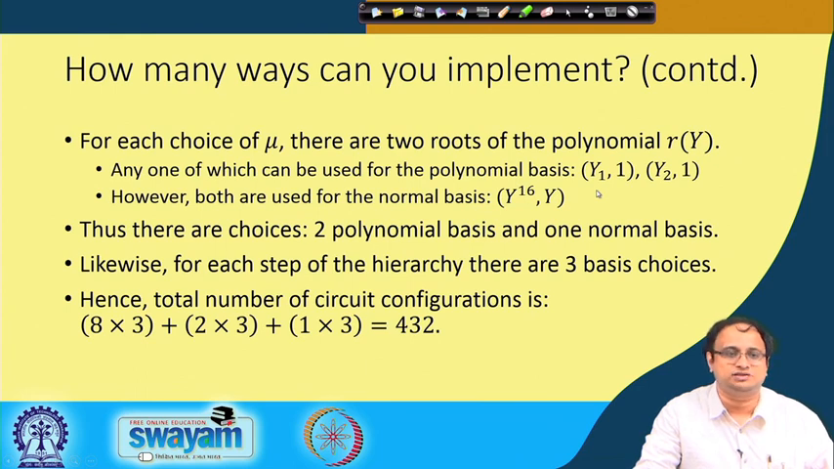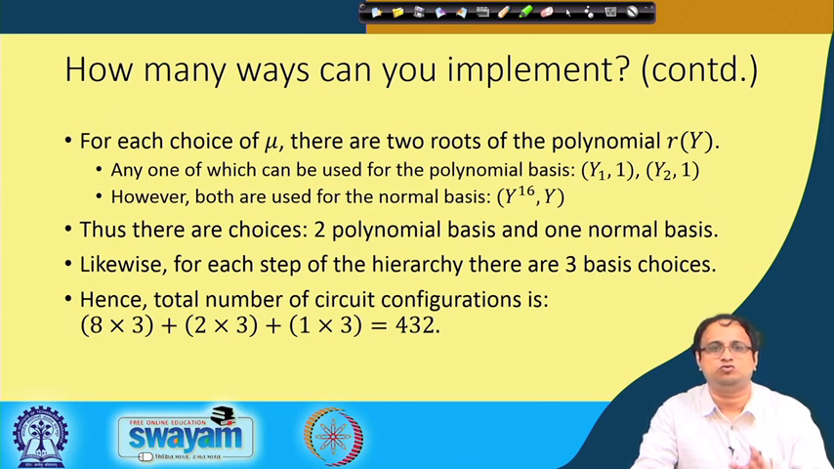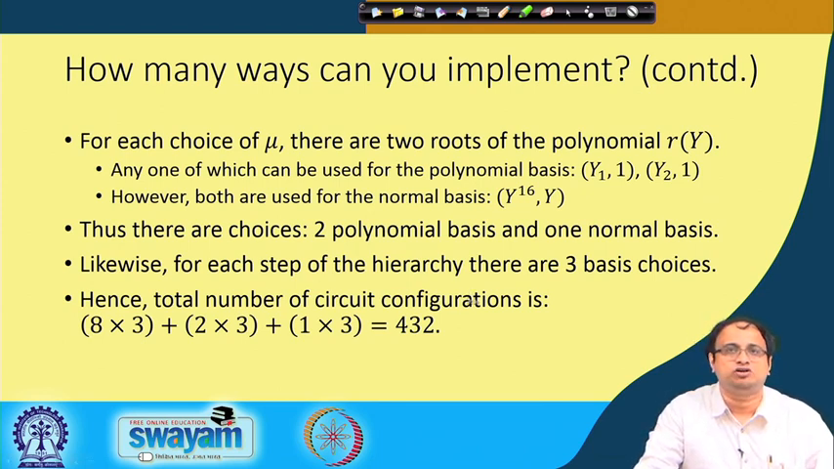But if I want the normal basis, then there are two roots again. And as we have discussed, the roots will be y and y^16, because this field is GF((2^4)^2). So this is my normal basis, and both the roots will give me one normal basis. In total we will have three such basis representations: two polynomial bases and one normal basis. Likewise, for each step of the hierarchy, going from GF(2^8) to GF((2^4)^2), and from GF(2^4) to GF(2^2), you essentially have three basis choices.